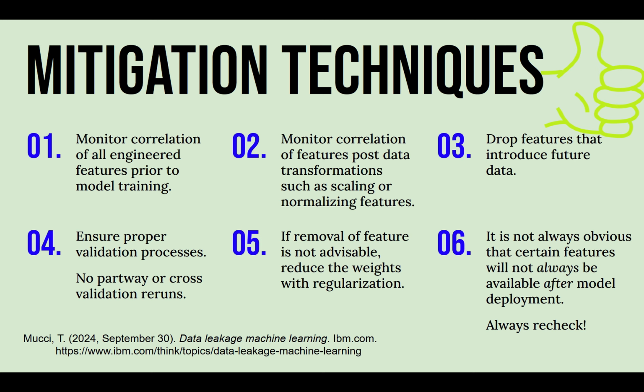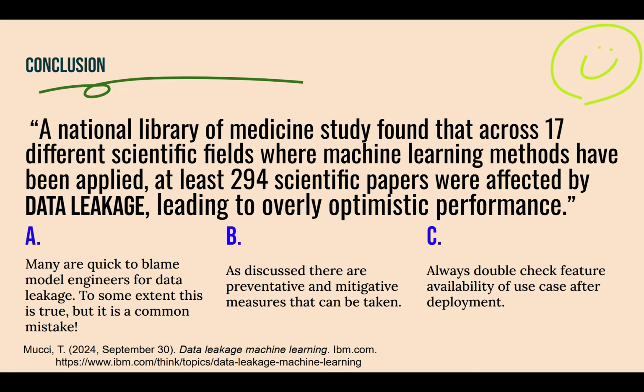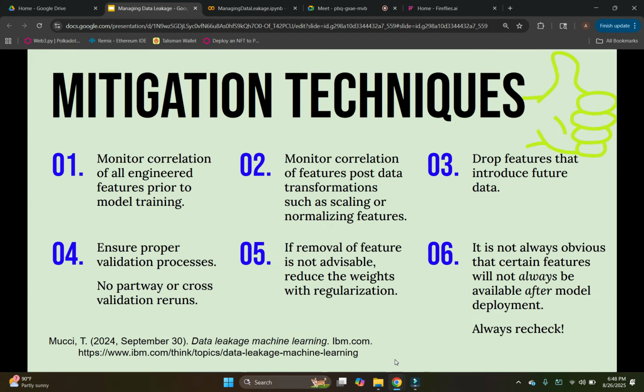If we have a feature that introduces future information, but for some reason we need to keep it, one mitigation technique is to reduce the weights with regularization. It is not always obvious that a certain feature will not be available after a model is deployed, so it's always important to recheck and ask the experts to ensure that we don't fall into that trap. All right, so now we can go into our code.